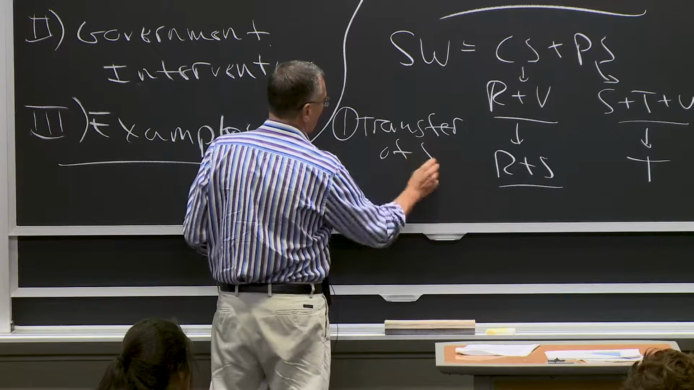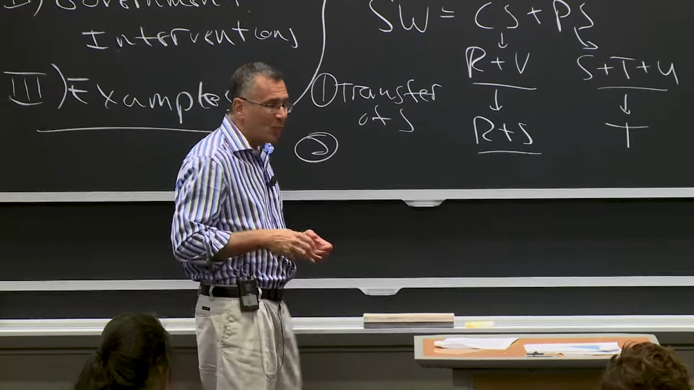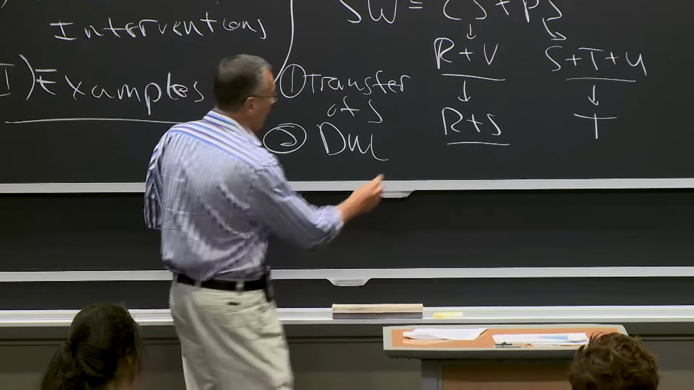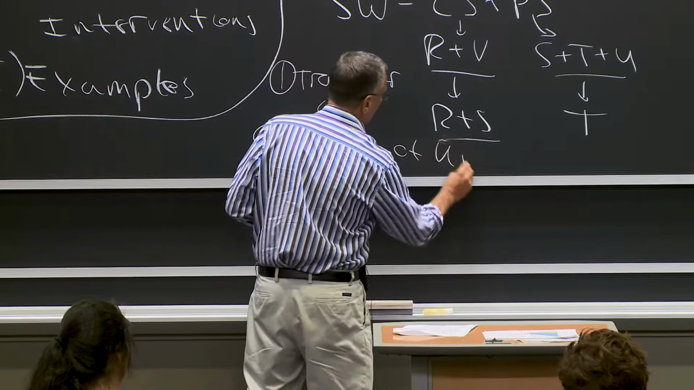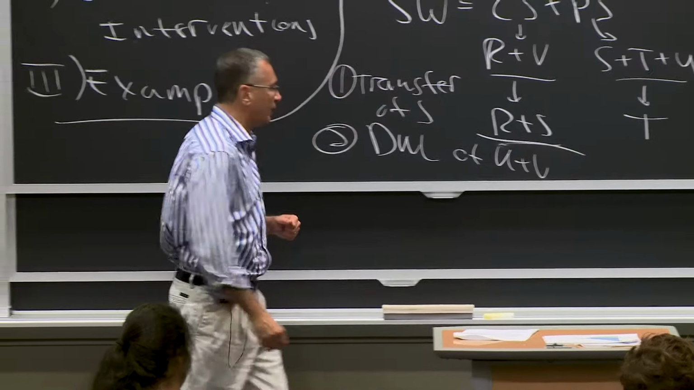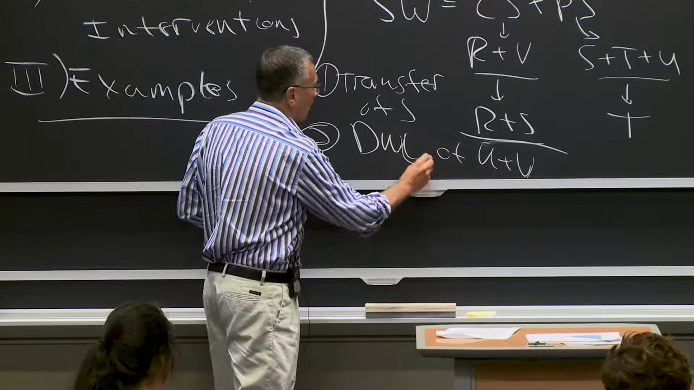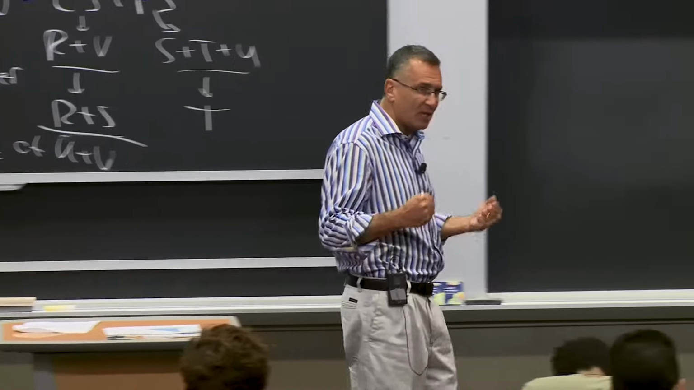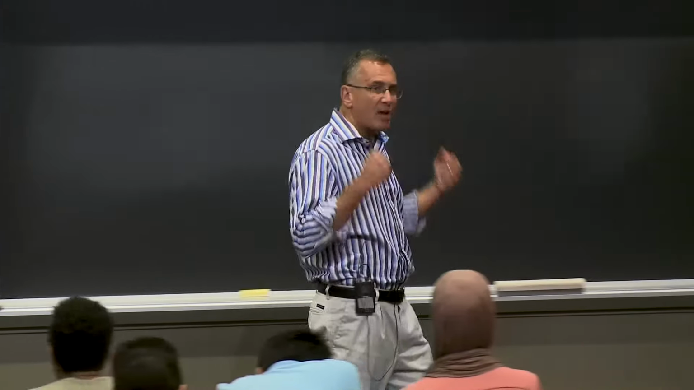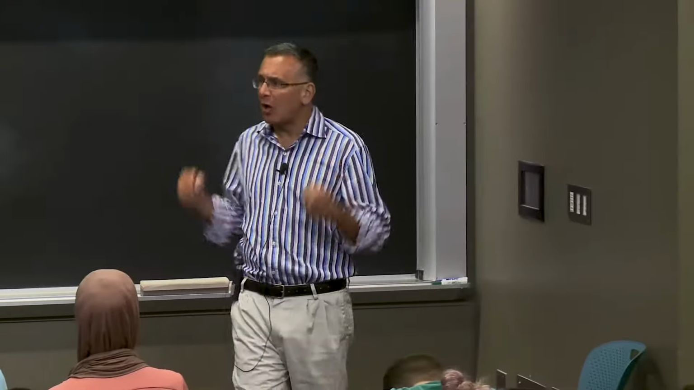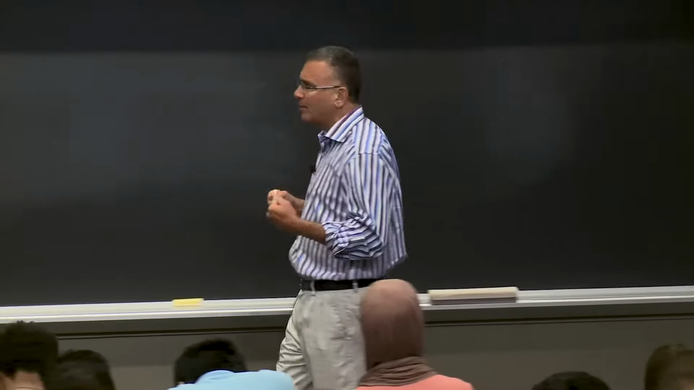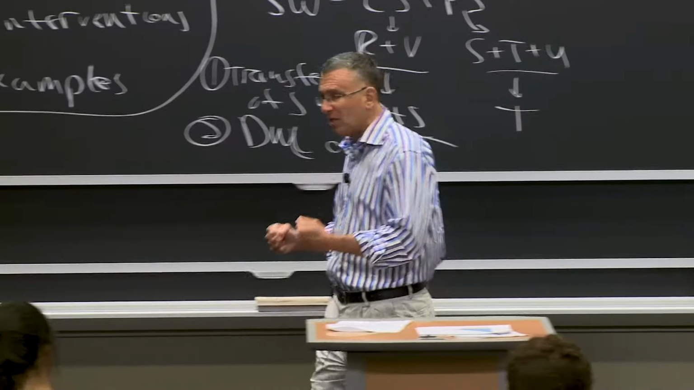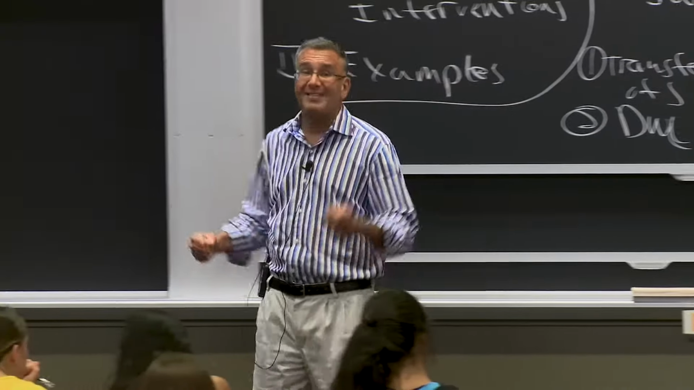of S. But the second thing that's happened is we have created what we call a dead weight loss of U plus V. A dead weight loss of U plus V. DWL, dead weight loss. What is a dead weight loss? That is the net reduction in welfare from trades that are not made. The dead weight loss is a key concept we'll come back to, and I expect you to know it in your sleep. Okay? Dead weight loss is the net reduction in social welfare from trades that are not made.